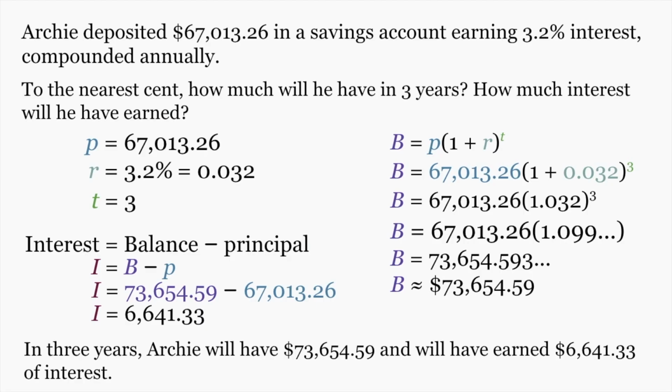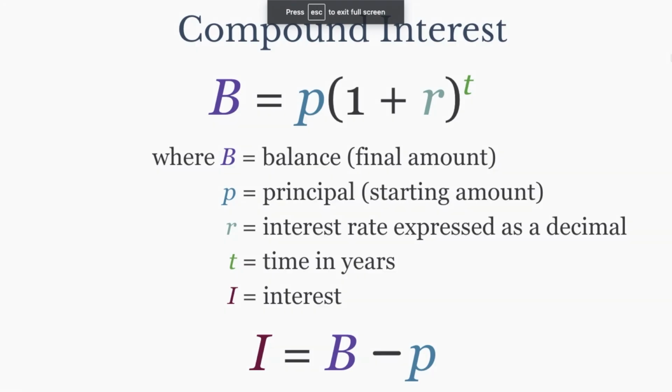Remember, compound interest can be calculated using the formula B equals P multiplied by 1 plus R to the power of T, where B is the balance or final amount, P is the principal or starting amount, R is the interest rate, and T is the time in years. The interest can be calculated by subtracting the principal from the balance.